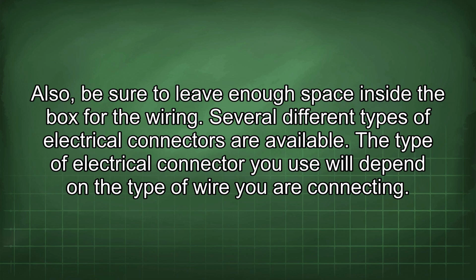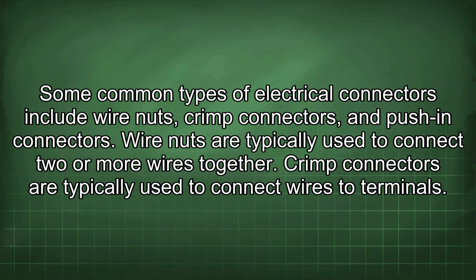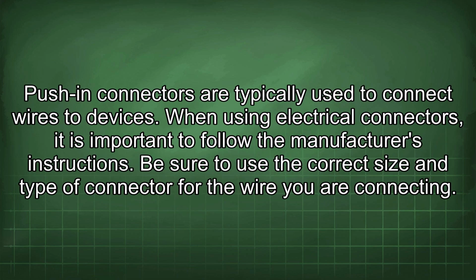Several different types of electrical connectors are available. The type of electrical connector you use will depend on the type of wire you are connecting. Some common types of electrical connectors include wire nuts, crimp connectors, and push-in connectors. Wire nuts are typically used to connect two or more wires together. Crimp connectors are typically used to connect wires to terminals. Push-in connectors are typically used to connect wires to devices.